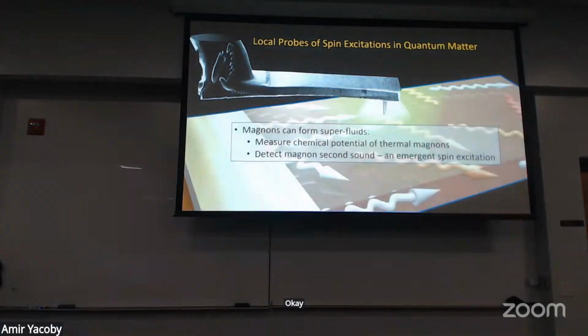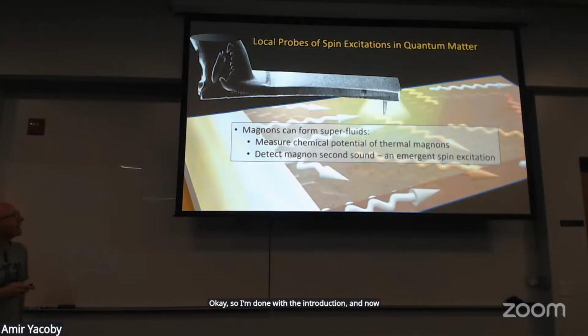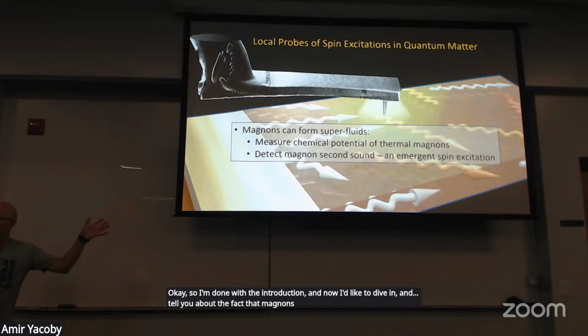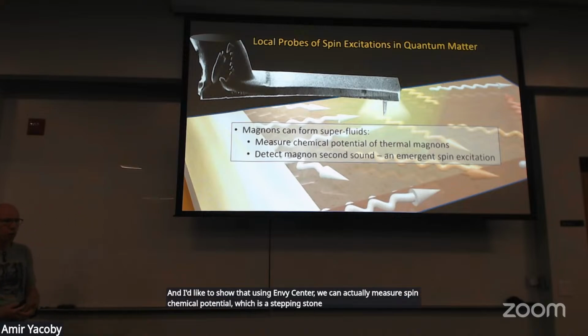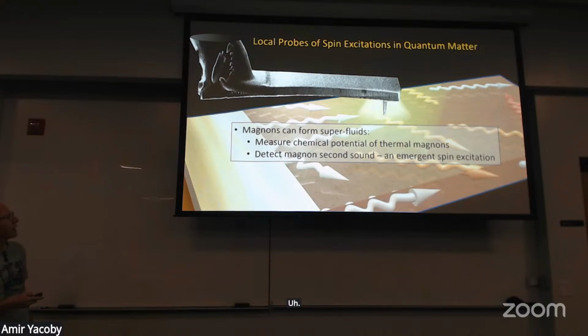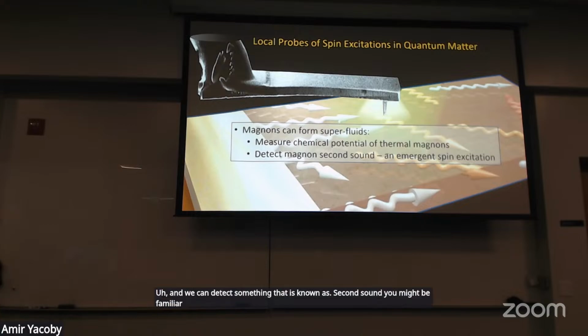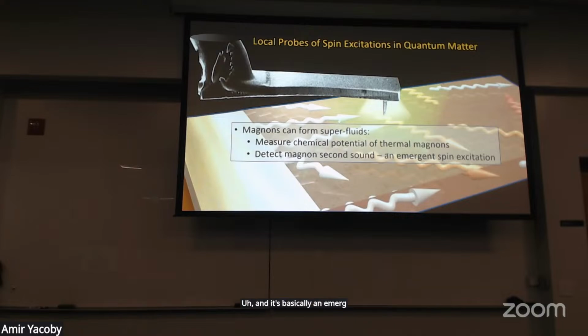Okay, so I'm done with the introduction, and now I'd like to dive in and tell you about the fact that magnons can form superfluids. I've already alluded to that in the introduction. And I'd like to show that using NV centers, we can actually measure spin chemical potential, which is a stepping stone towards doing real transport experiments with spin excitations. And we can detect something known as second sound. You might be familiar with second sound from liquid helium. It's basically an emergent excitation of the thermal excitations that exist in certain magnets.